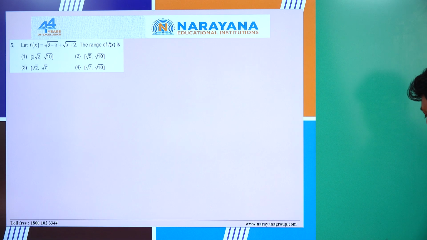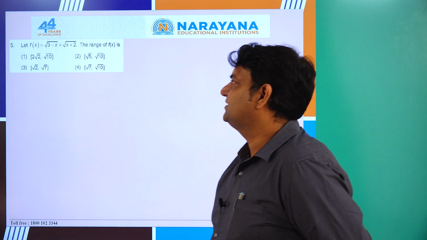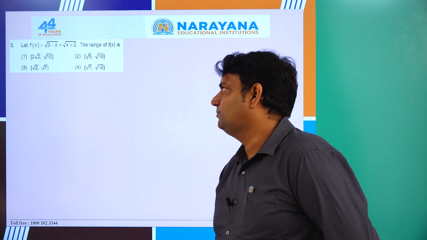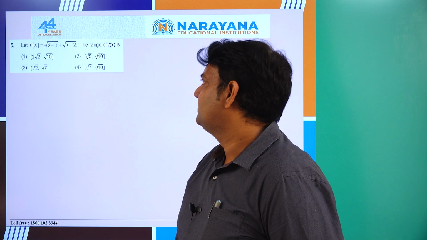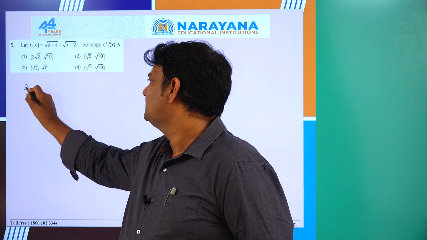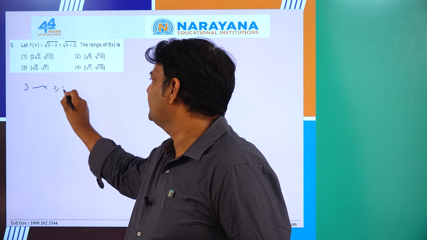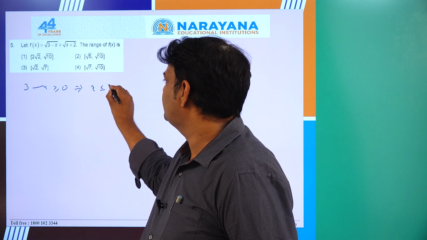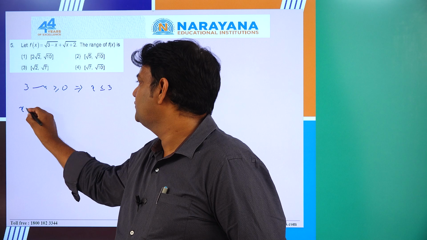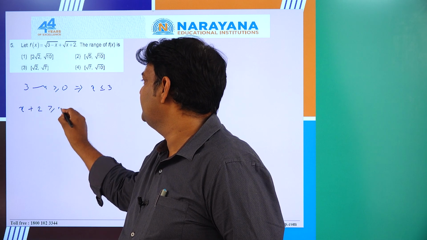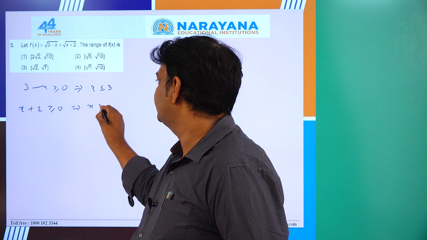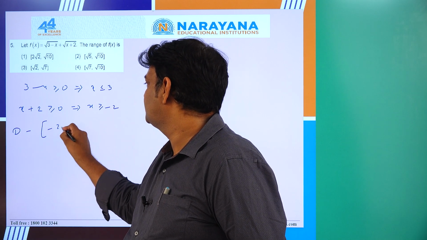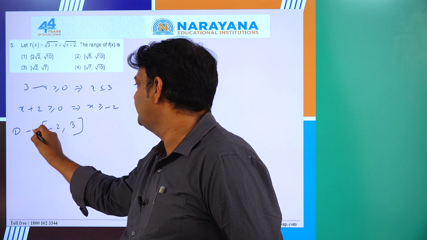Let us move to the next problem. Yeah, this is again a very standard problem. You will find this particular problem in every possible book. So first of all, what is the domain? 3 minus x should be greater than or equal to 0 for this root to be defined, means x should be less than or equal to 3, and x plus 2 should be greater than or equal to 0, means x should be greater than or equal to minus 2. Means what is the domain? Minus 2 to 3 is the domain.